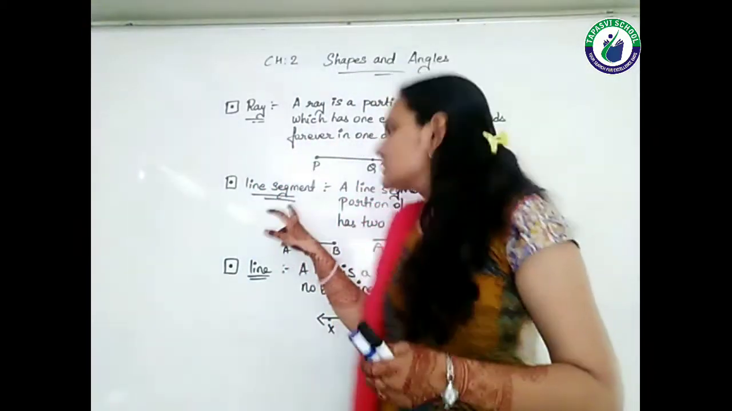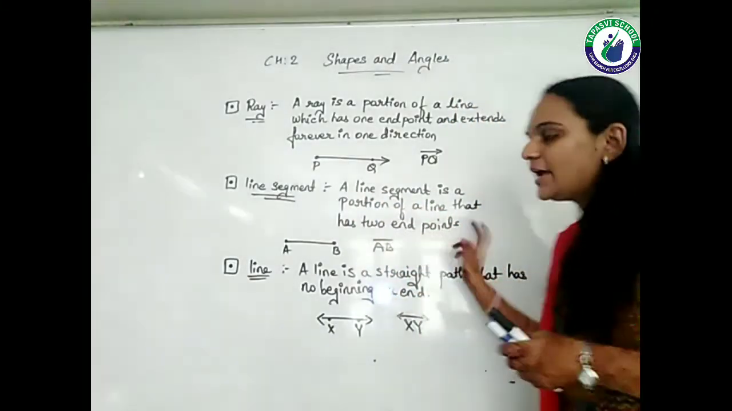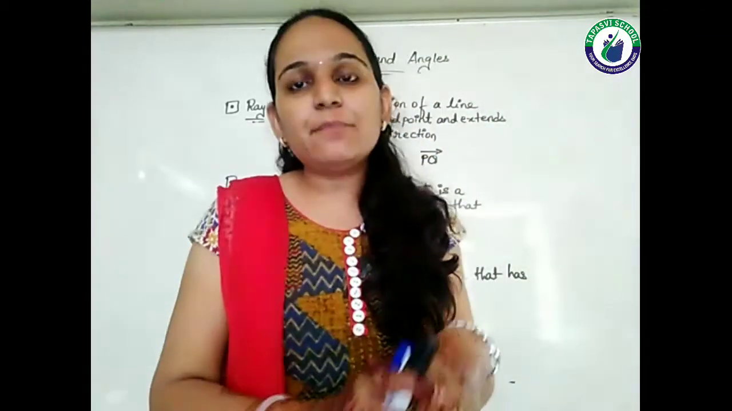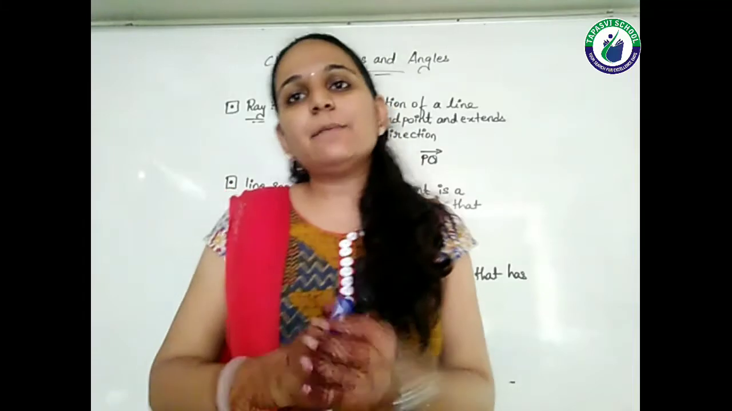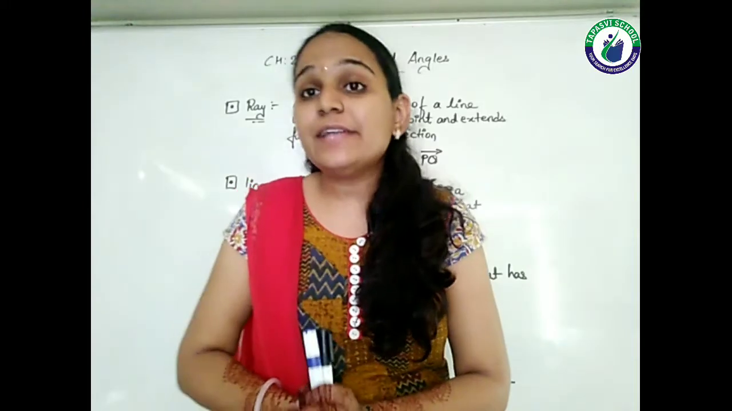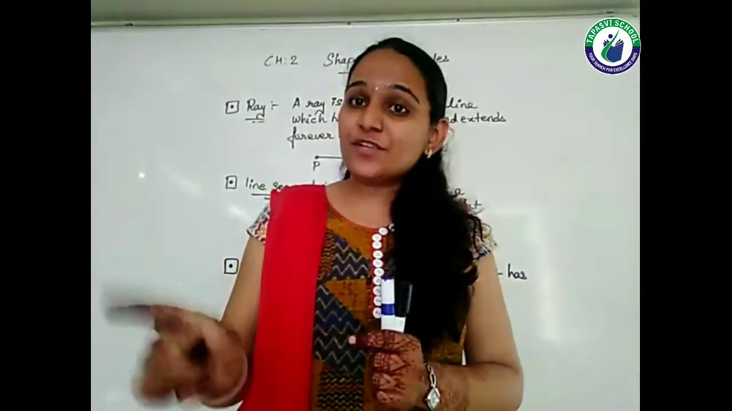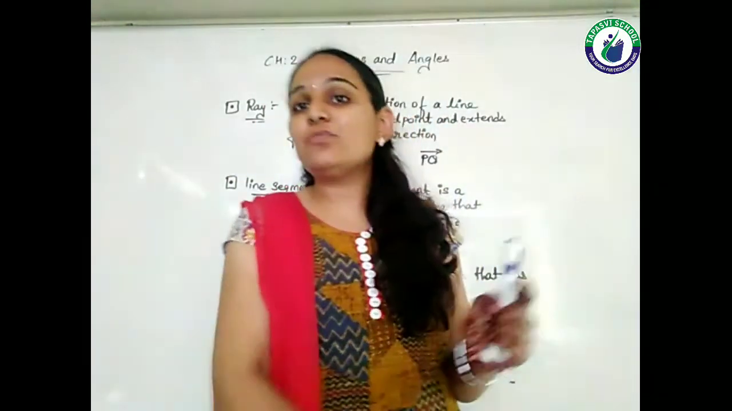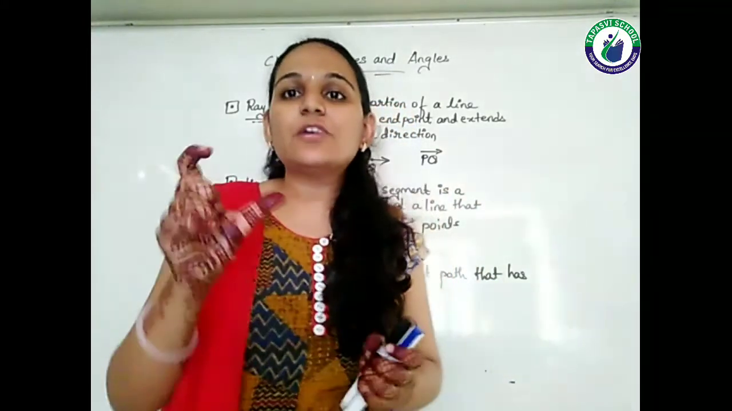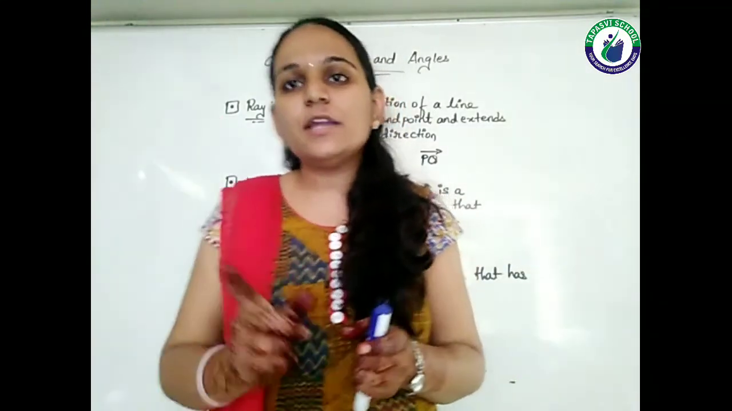Okay students, see the next terminology, that is line segment. A line segment is a portion of a line that has two end points. End points means the starting point and the ending point are both fixed, right? For example, if I say draw a line segment of 5 centimeters, that means you will start from 0 and end at 5. You cannot cross the 5. So this is the meaning of a line segment: the starting and ending points are both fixed.